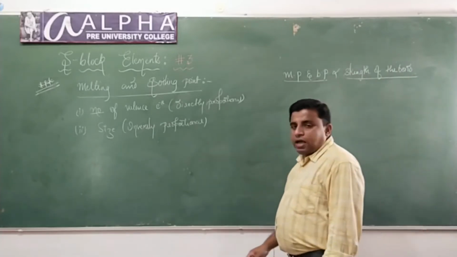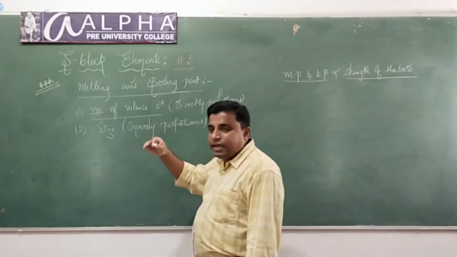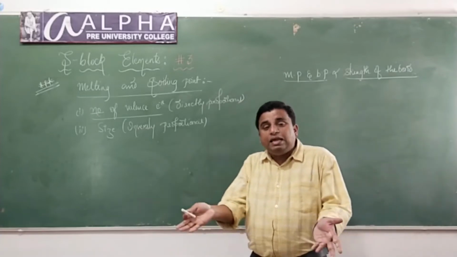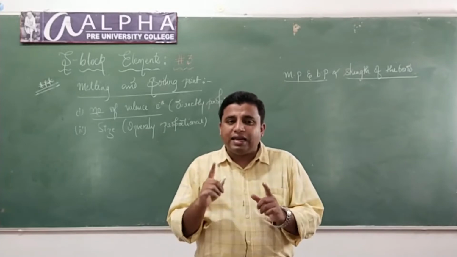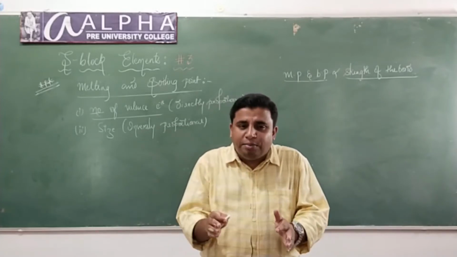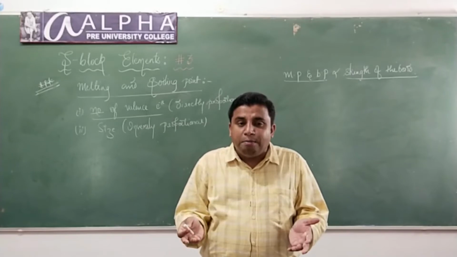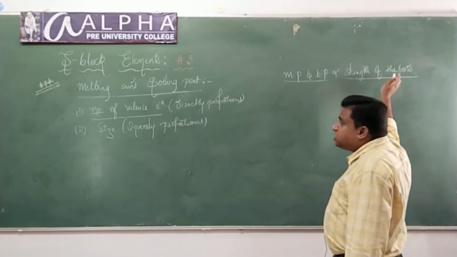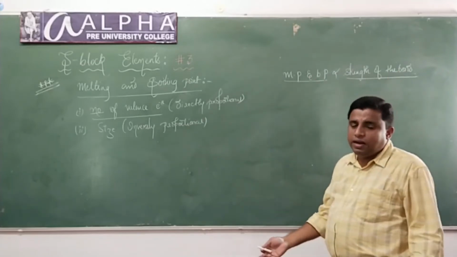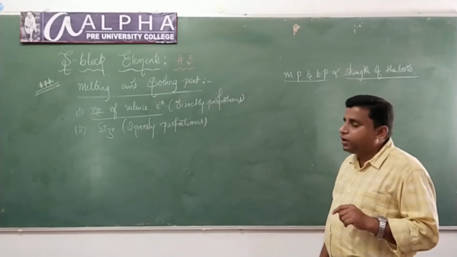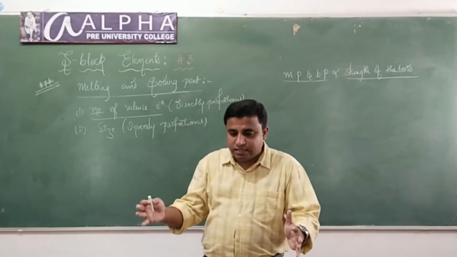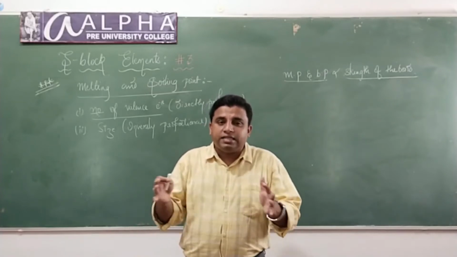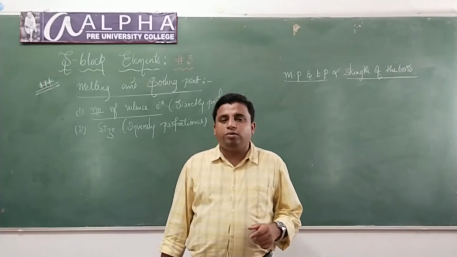Look here, as the number of valence electrons increases, metallic bonds increase. In alkali metals and alkaline earth metals, as the number of valence electrons increases, the metallic bond increases. As the strength increases, obviously melting point and boiling point will increase. Please note this point. And as the size increases, melting point and boiling point decreases.